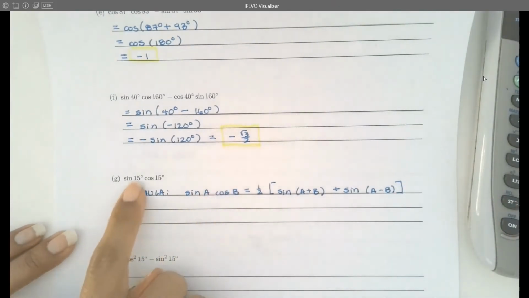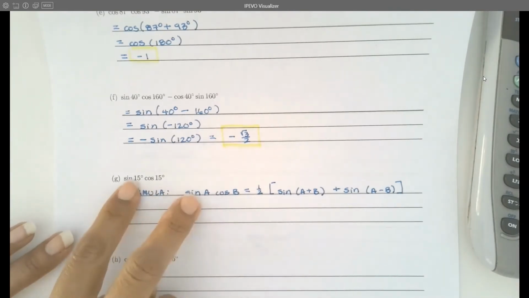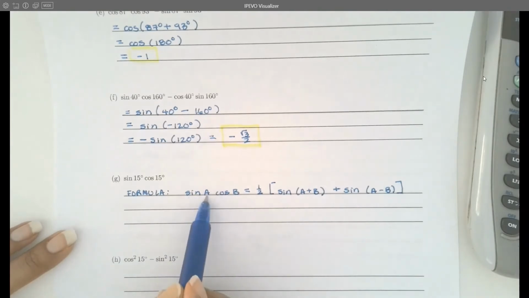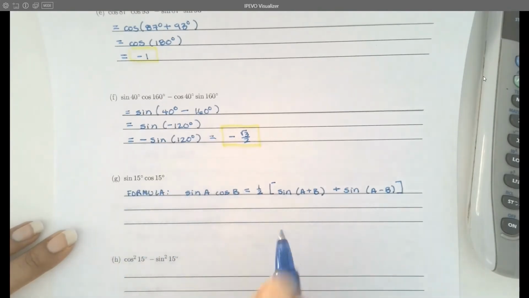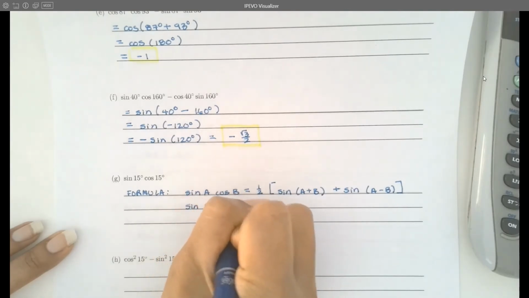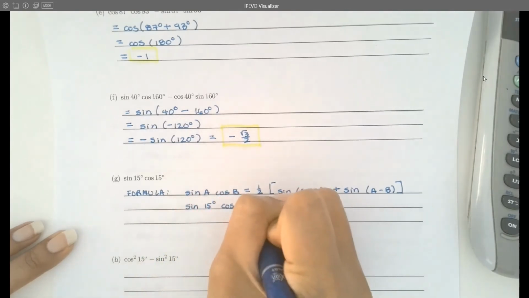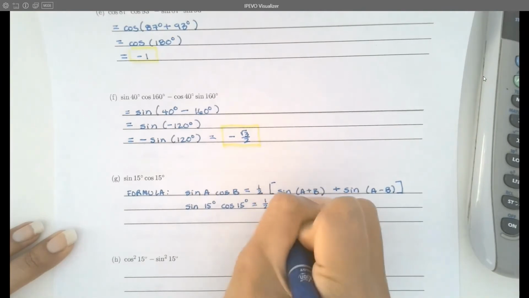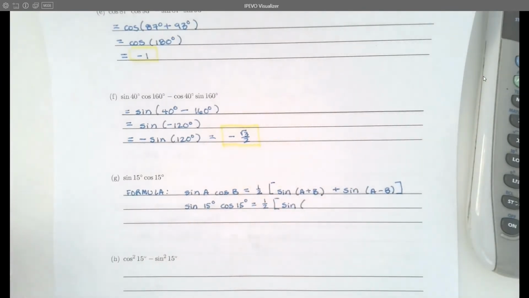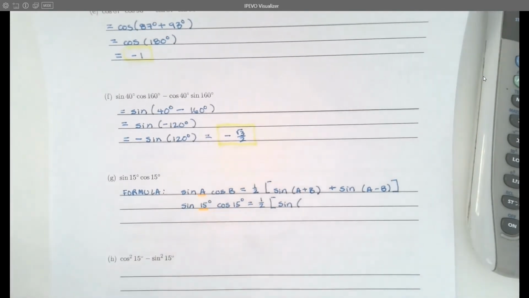Okay, so now if we compare the two, this left-hand side agrees. So if we replace A with 15 and B with 15, that means that we have sine of 15 degrees times cosine of 15 degrees is equal to 1/2 sine of the first angle, which is 15. And I'll just go ahead and color code these.